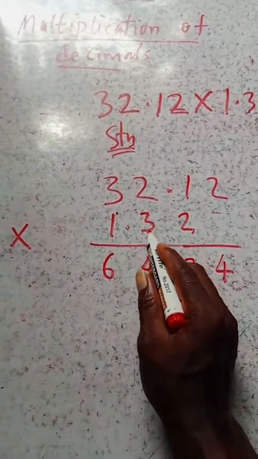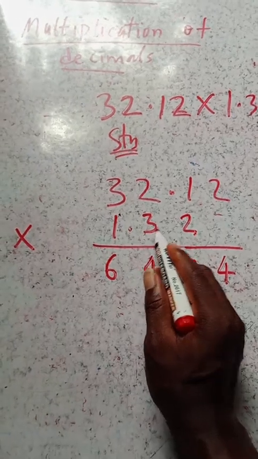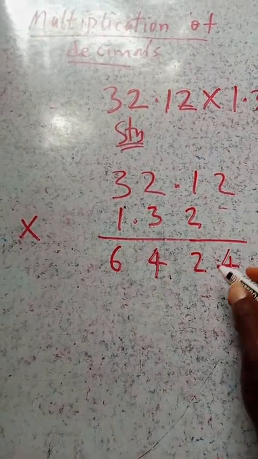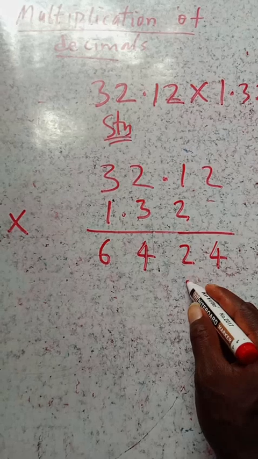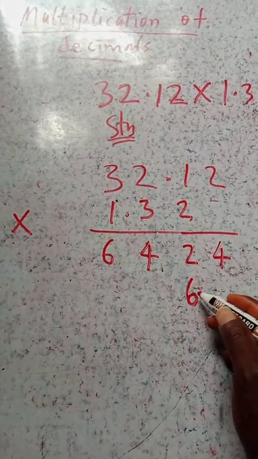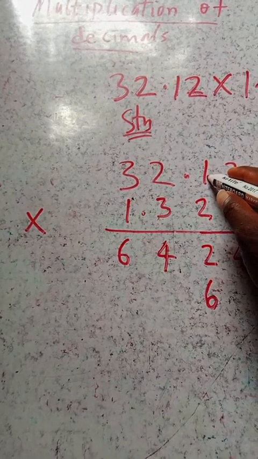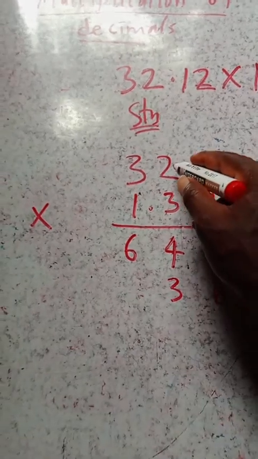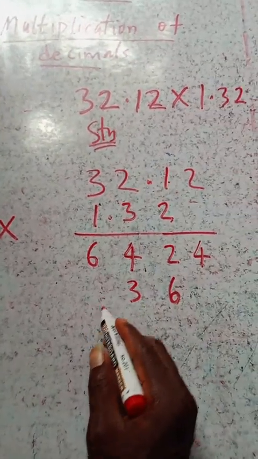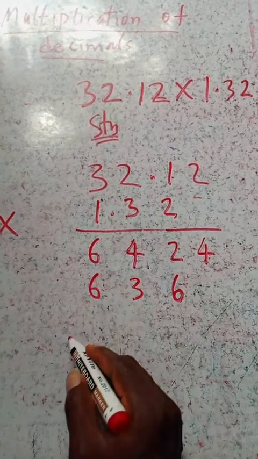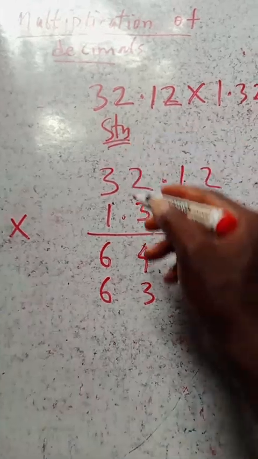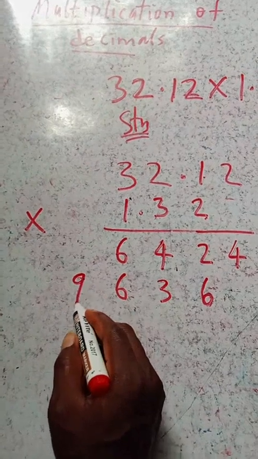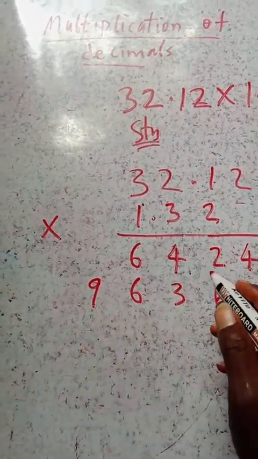Again, we are going to use 3 to multiply all. So 3 times 2 is 6. So we shift a bit and write 6. 3 times 1 is 3. So write down 3. 3 times 2 is 6. So write down 6. And 3 times 3 is 9. We shift a bit and write 9. Alright. Then the last one is 1.